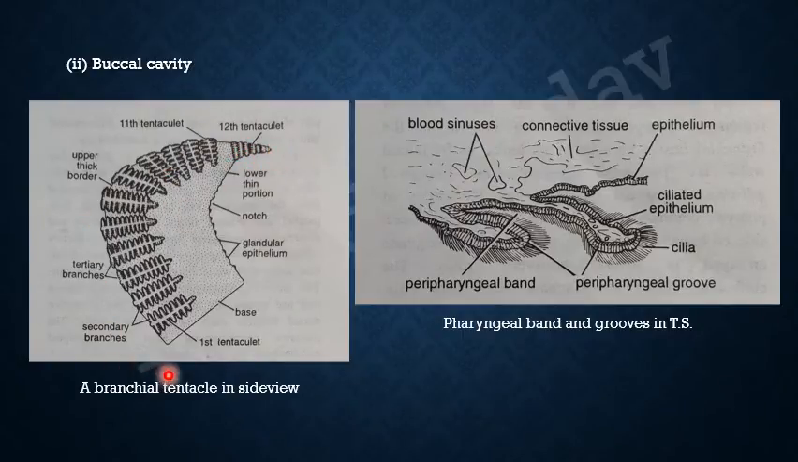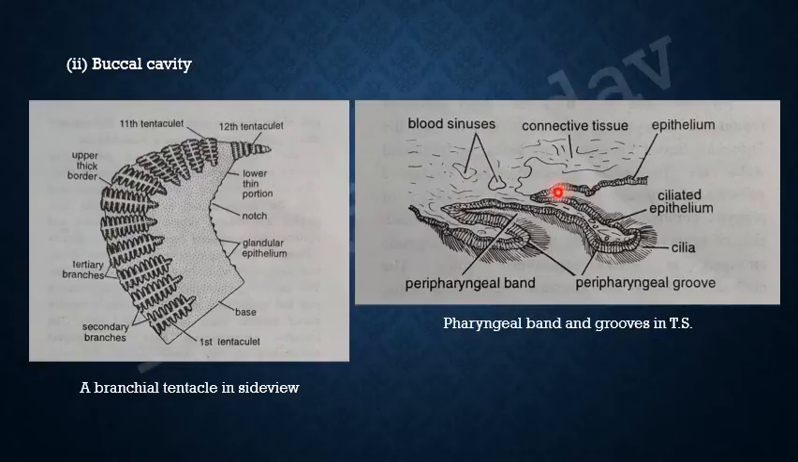These tentaculets have a large surface area because they are divided into secondary branches, and the secondary branches in turn are divided into tertiary branches. These small lines depict the spaces between the tertiary branches. So this is the structure of a branchial tentacle. It is a side view of the branchial tentacle.